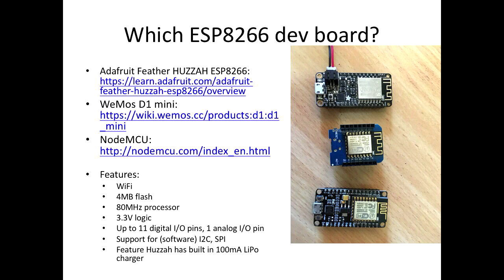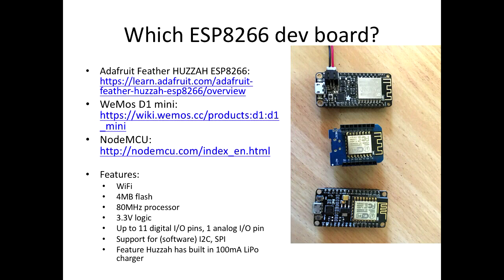They all have, obviously, onboard Wi-Fi because they're ESP8266 based boards. They all have up to 4 mega flash. The modern versions of them all have 4 mega flash and an 80 megahertz processor. They all operate on 3.3 volt logic, which is a little bit different than, say, if you're coming from the Arduino world, which is typically 5 volt logic. So you have to adjust some of your circuits and programs to cater for that.